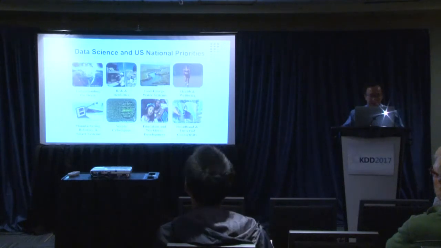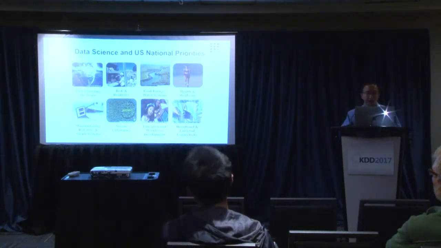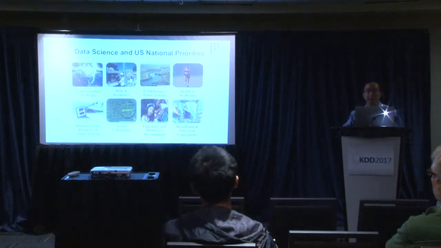Because I'm coming from the US and I work for the National Science Foundation, I'll talk a little bit about the US national priorities. Data science is highly related to US national priorities. These relate to understanding the brain, critical infrastructure, natural resource management, health and well-being, advanced manufacturing, cybersecurity, education, and workforce development. Data science is highly related to all these topics.